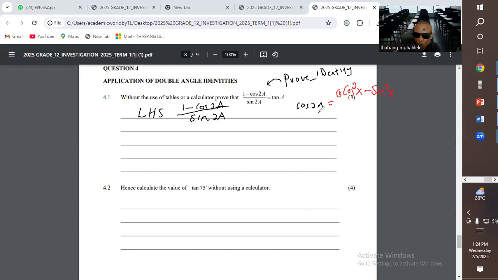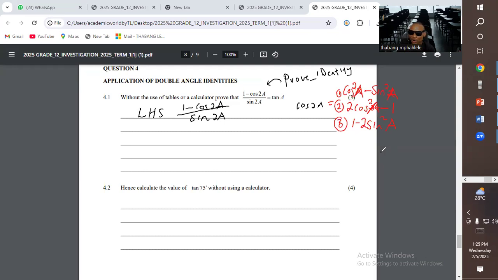Okay, I was saying cos 2A is equivalent to cos squared x minus sine squared x. It is also equivalent to 2 cos squared x minus 1, and also equivalent to 1 minus 2 sine squared. Let me use A instead of x. Cos 2A is equivalent to these three things: cos squared A minus sine squared A; 2 cos squared A minus 1; and 1 minus 2 sine squared A. I wrote number 1, number 2, number 3.